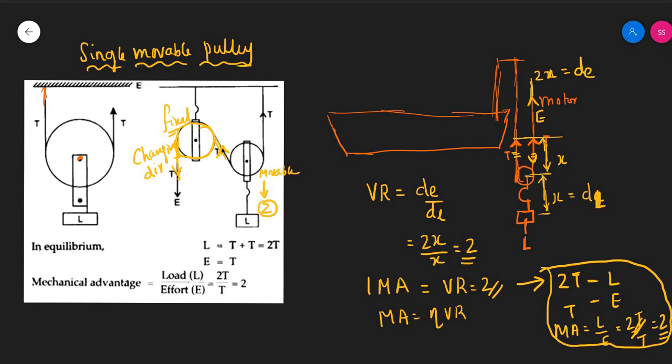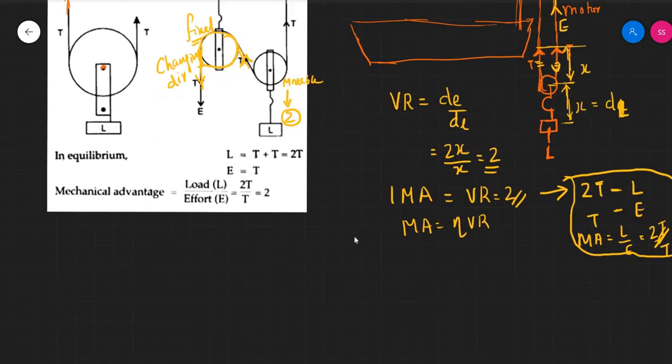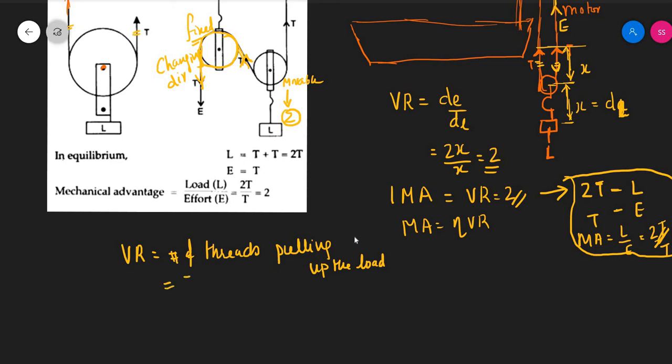Now in general, your velocity ratio is equal to the number of threads pulling up the load. So here, if you have 2 threads pulling up the load, 1 and 2, your velocity ratio will be equal to 2.